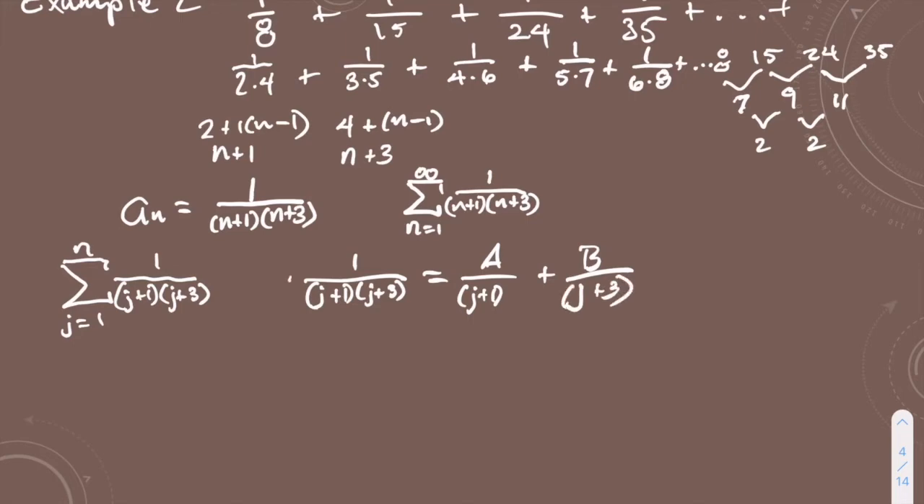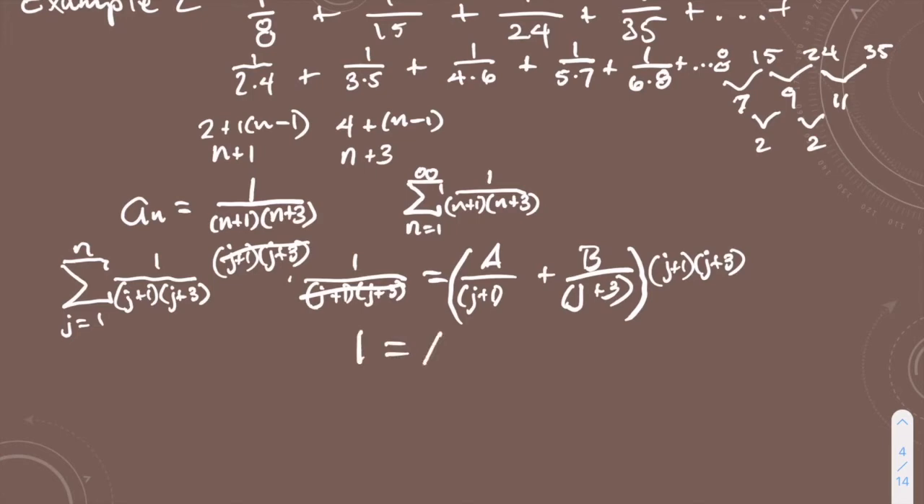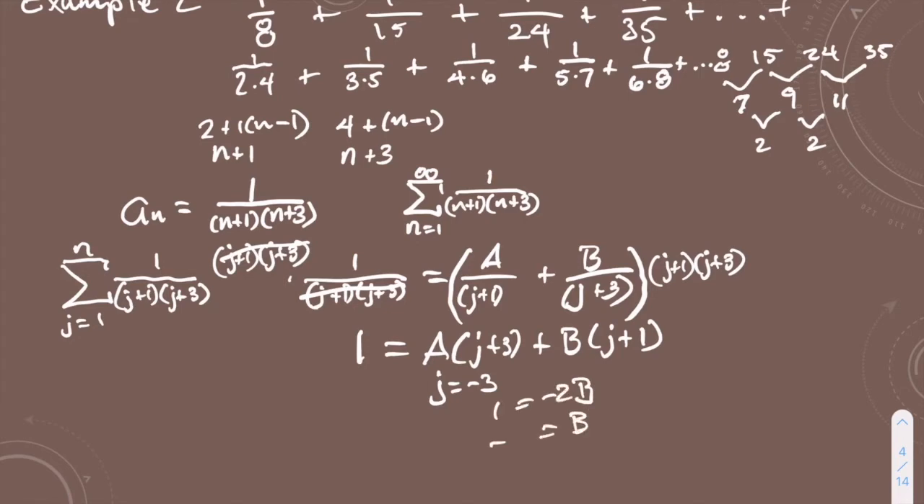So that's going to take multiplying both sides by j plus 1 times j plus 3. That's going to cancel this, and that just turns that into a 1 down here, and we have A times j plus 3 plus B times j plus 1. Well, what makes that first term 0 when j is equal to negative 3? Let's just go ahead and solve. So j is equal to negative 3, so negative 3 plus 1 is negative 2. Negative 2B is equal to 1. That means that B then is equal to negative 1/2.